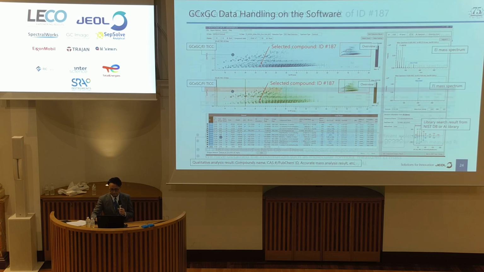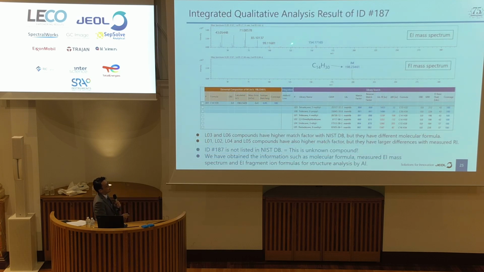This is showing the EI mass spectrum here, and this is the FI mass spectrum. In EI, we cannot see any molecular ion, but in FI, we can clearly see the molecular ion information, and we can calculate the molecular formula, C14H30. This information is from the NIST database search, but this is totally a wrong answer from NIST. After the analysis, this component is not listed in NIST, so this is the time to go to the AI library search.